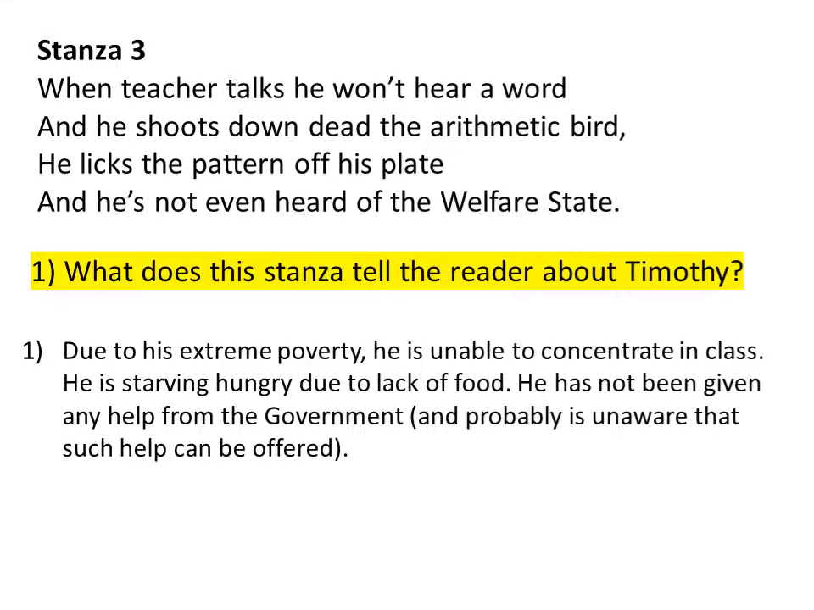It tells us that due to his extreme poverty, he is unable to concentrate in class. He is starving hungry due to his lack of food, and has not been given any help from the government, and is probably even unaware that help can be offered. Pause the video to jot down extra notes if you haven't got what's on the slide.